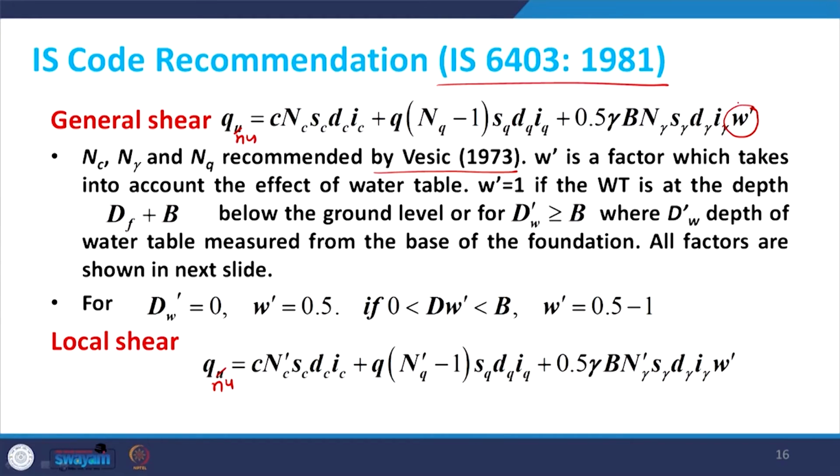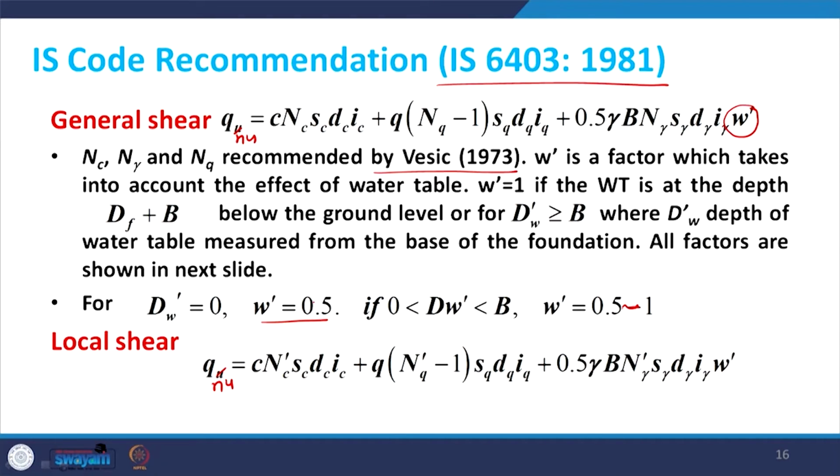If your water table is quite deep, that means below the ground level at a depth of Df plus B, then no correction is required. But if the water table rises, then depending on the location of the water table you use the value of W dash. The minimum value of W dash is 0.5 while the maximum value is 1. So, W dash value is between 0.5 to 1. If the water table is deep, then the minimum number will be used, that means 0.5.